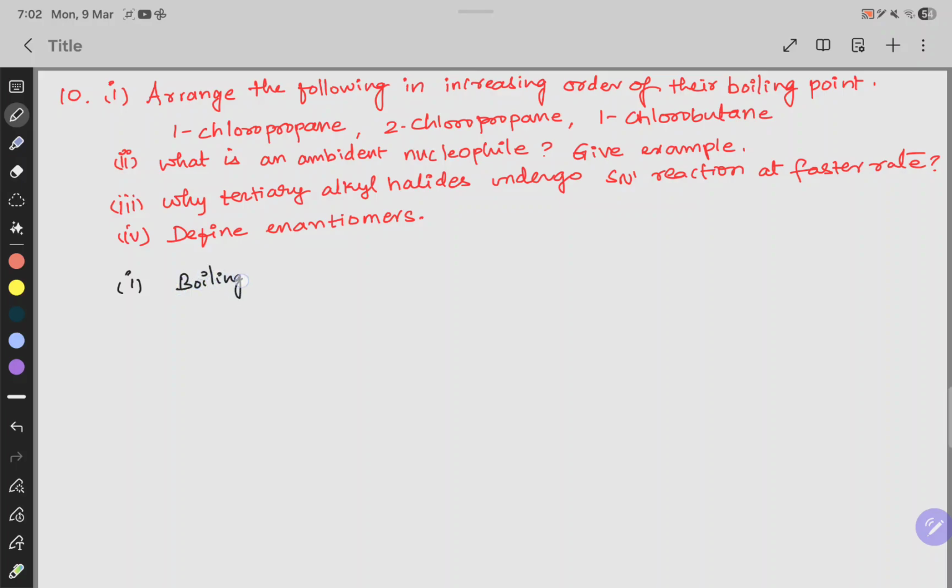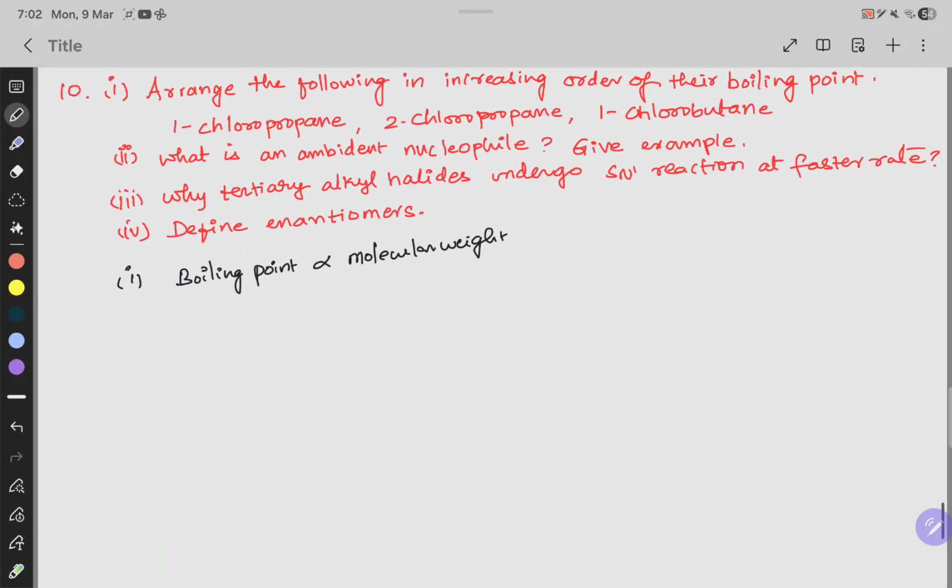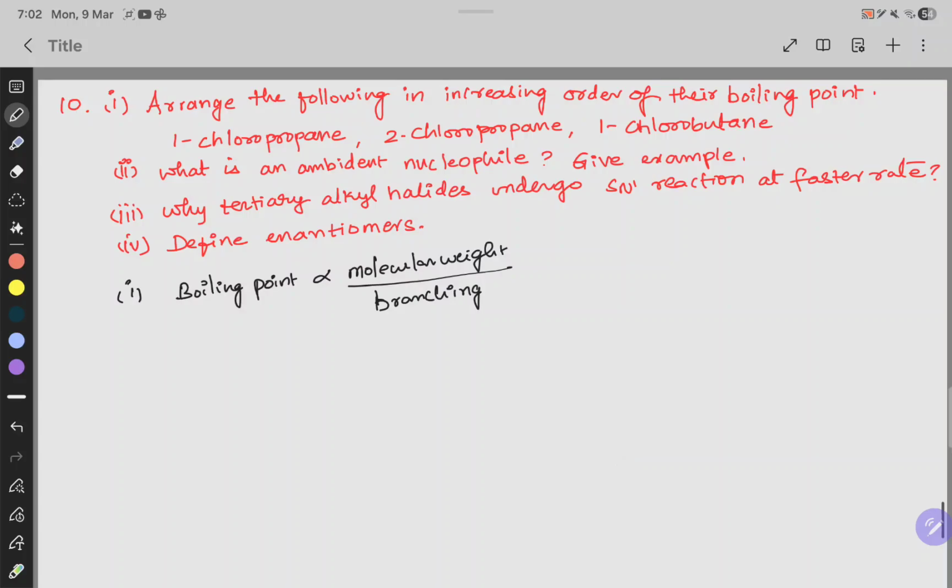So for boiling point, you always need to remember the key concept. Boiling point is always directly proportional to the molecular weight of the molecule and inversely proportional to the number of branches, meaning branching. Boiling point is directly proportional to molecular weight and inversely proportional to its branching, right? So we are going to write 1-chloropropane structure.